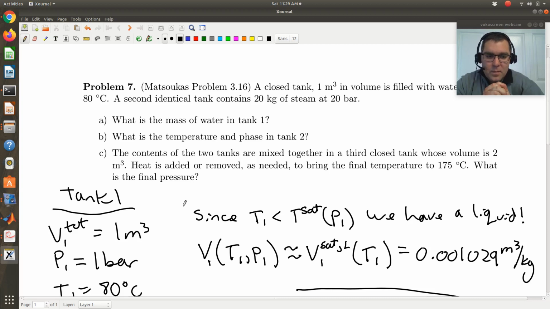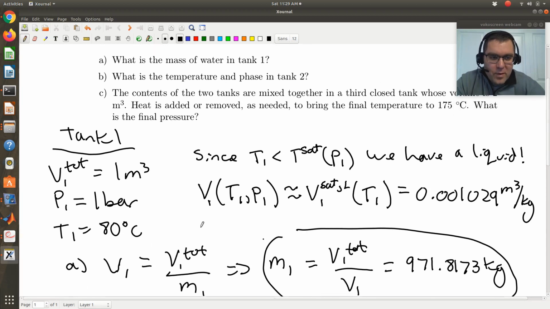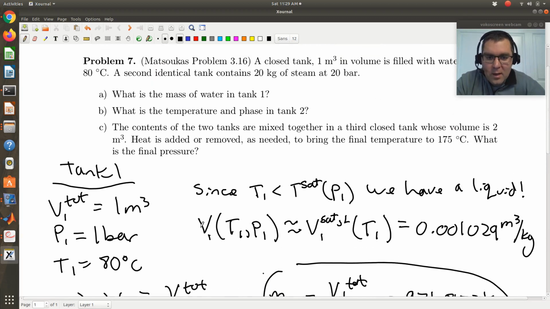Well, let's do it. Actually, I think it's tempting to overthink this one. If I'm mixing tank A and B, all we want to know is the final pressure. So tank A contains 971.8173 kilograms of water. Tank 2 contains 20 kilograms of water.